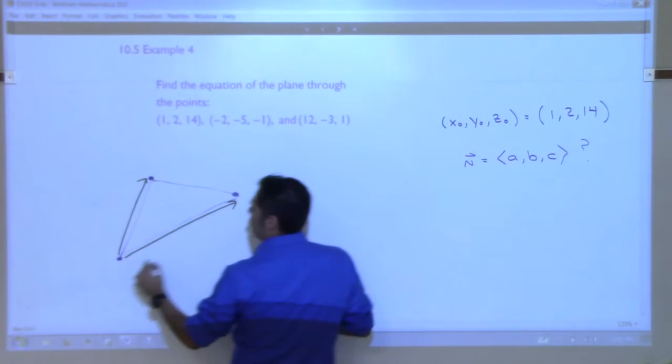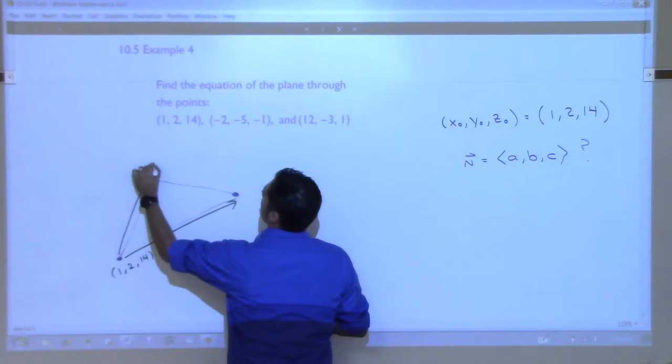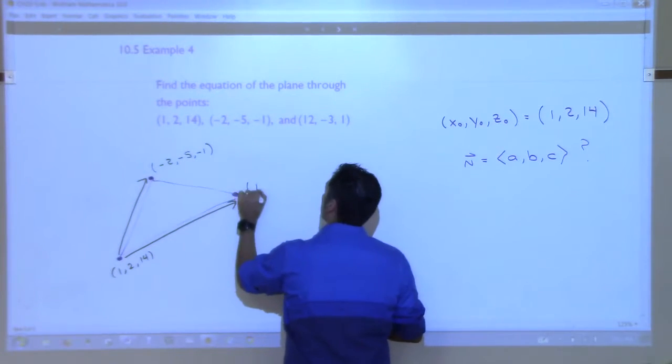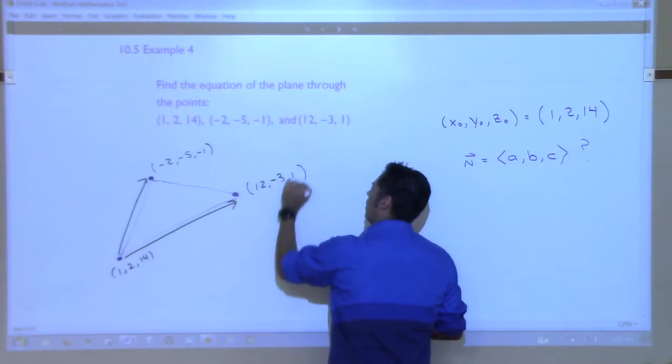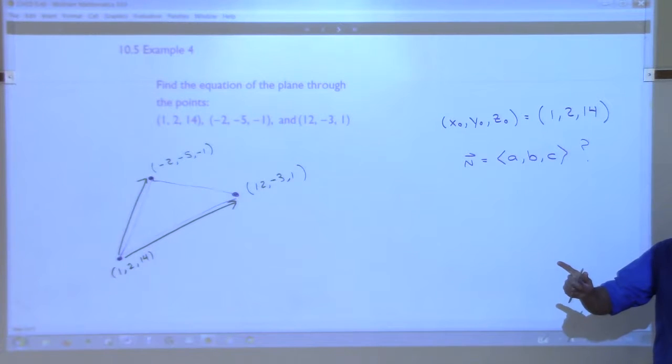So let's label these points. Let's let this one be (1, 2, 14). Let's let this one be (-2, -5, -1). Let's let this one be (12, -3, 1). So we've got those three points. We're creating two vectors on that plane.